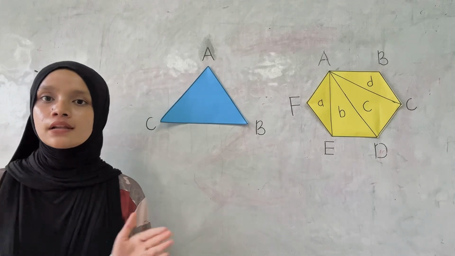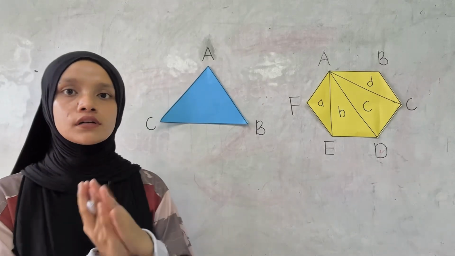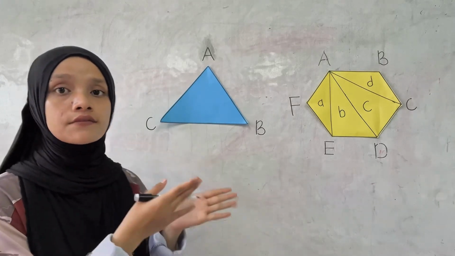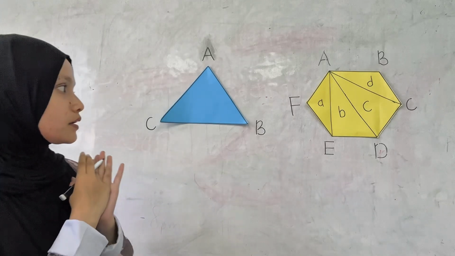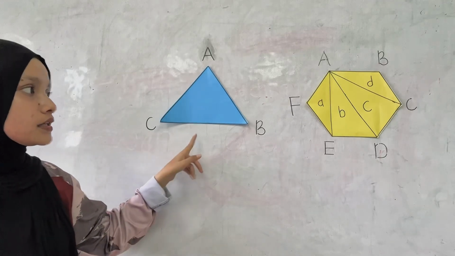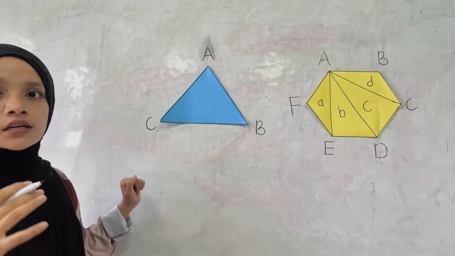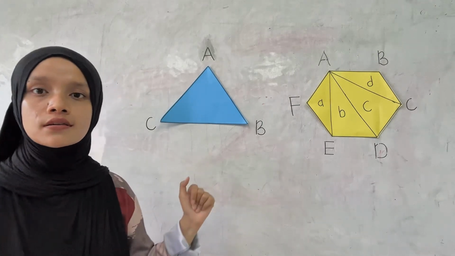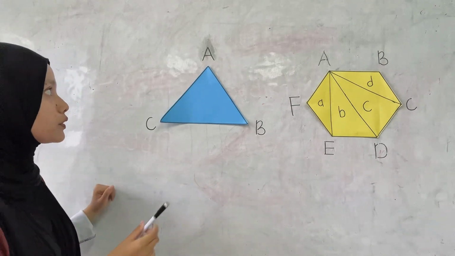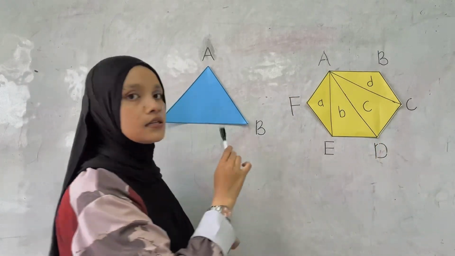So everyone, let's go to our activity. As you can see, I have drawn and provided various polygons, at least two different polygons: a triangle and a hexagon. I have also labeled the vertices of the polygons with A, B, C, and here A, B, C, D, E, F.